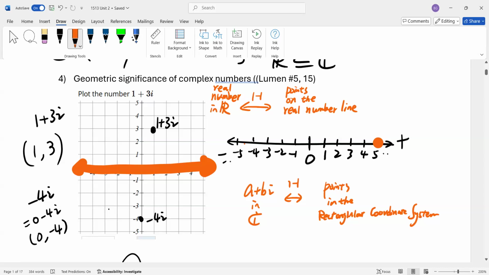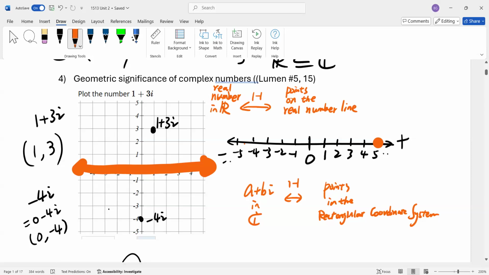Points on that horizontal scale are real numbers. They don't have an i in it. They are, of course, complex numbers, but they are real numbers. How about the other points? The points that are not on the red straight line, the red scale, are not real numbers. Do you see what I'm trying to say?